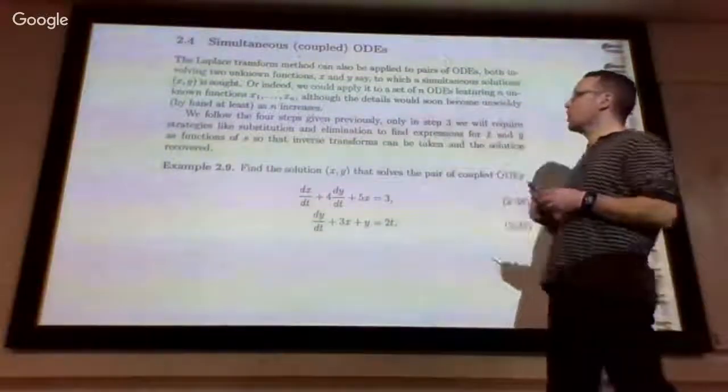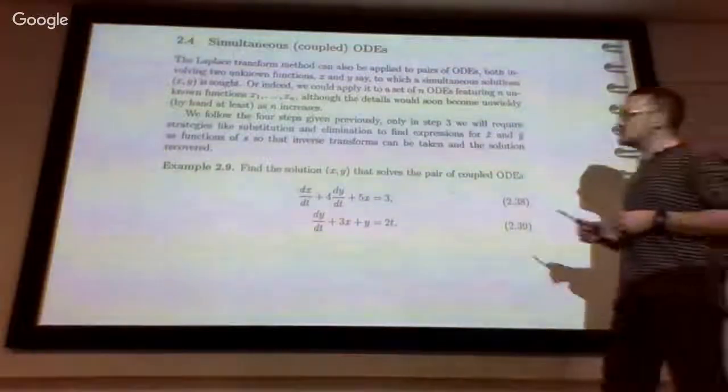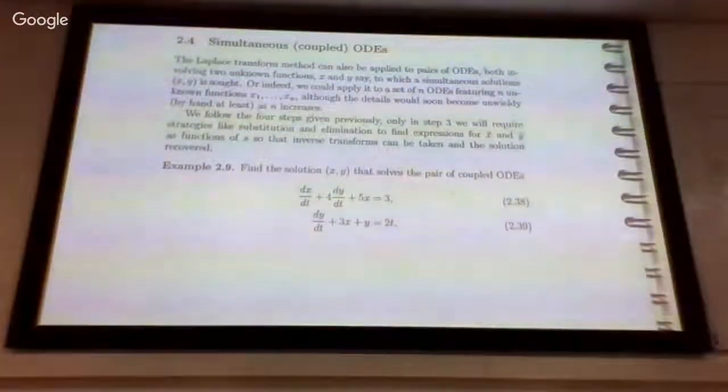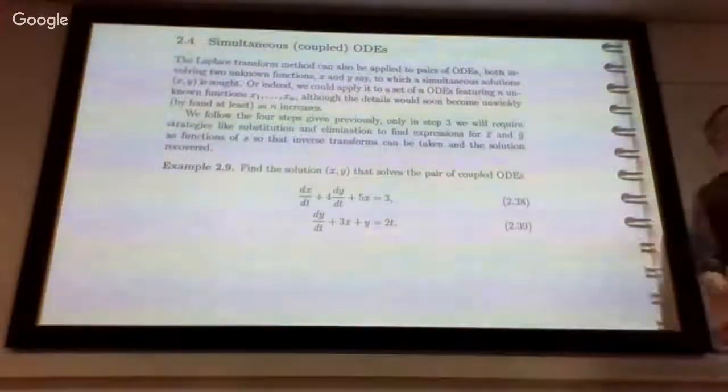Now, the term coupled is sometimes used for these. So what we're talking about here is there are now two unknown functions, an x and y function, two unknown functions of time t, whose properties are described by this pair of differential equations. Okay, so we're looking for a pair of functions that simultaneously solves both of these equations.